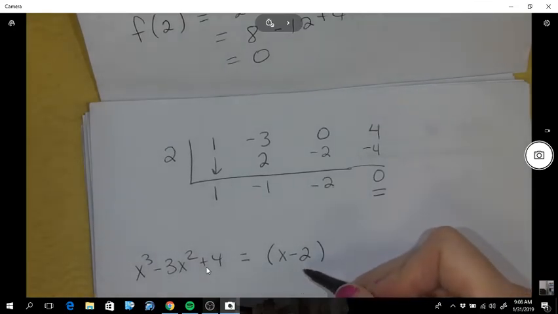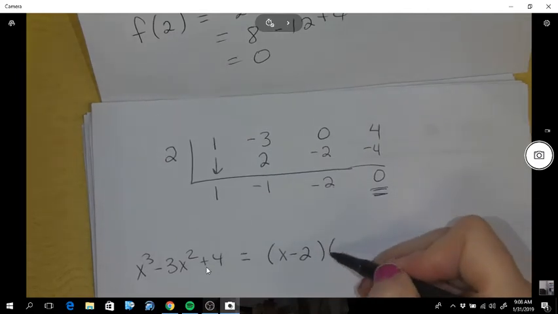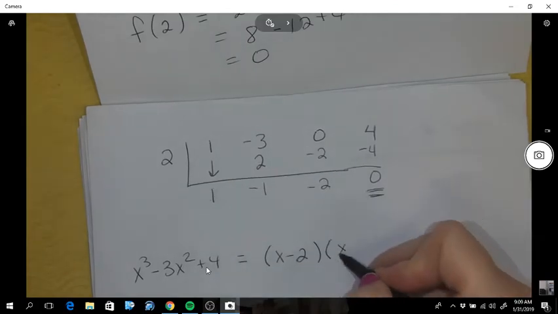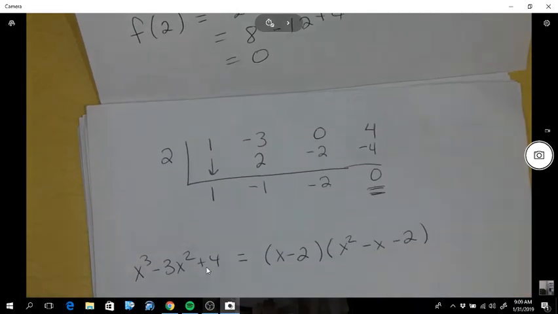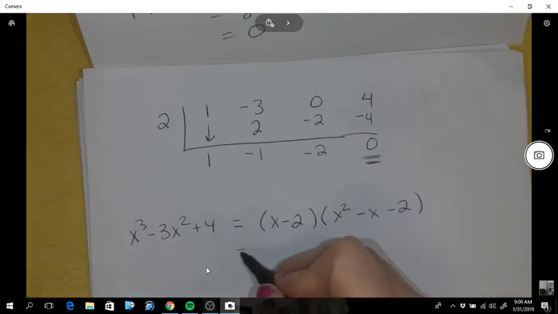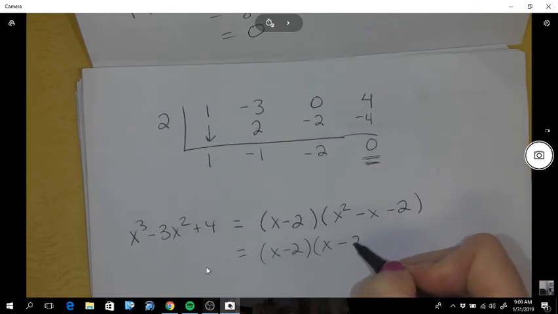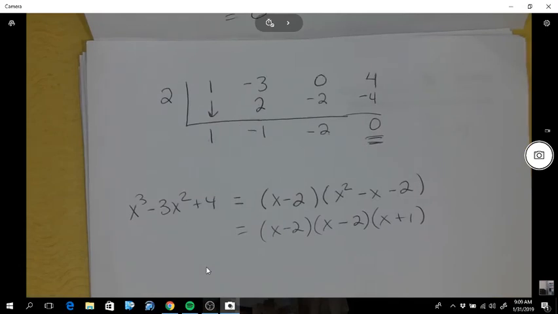So there is one factor, because we knew it was factorable, because the remainder was 0. And what is left is the coefficients 1x squared, negative x, and minus 2. Okay, and now we can continue to factor, because this trinomial will now factor: x minus 2, x plus 1. So now you've fully factored this polynomial. Okay, that is the remainder theorem.